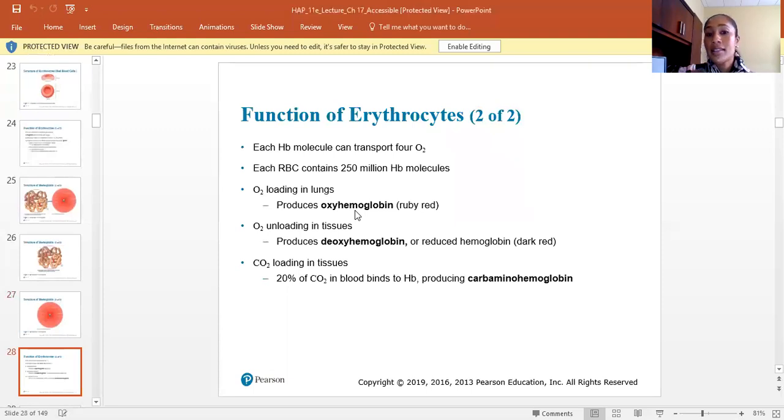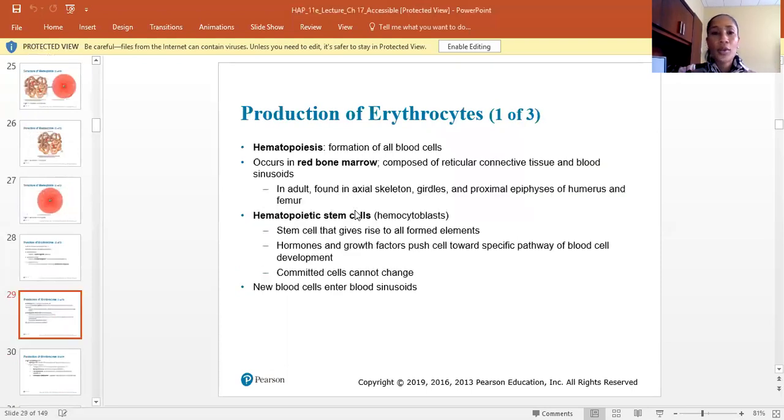Oxygen unloading in tissues is going to produce deoxyhemoglobin, or a reduced hemoglobin load. So that's going to allow for blood to have that more dark red color. And then carbon dioxide loading in tissues, about 20% of CO2 is going to bind to hemoglobin molecules. The other portion we'll talk about in a little bit.